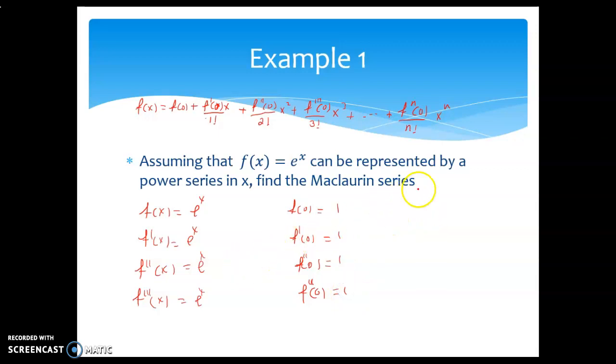So then the Maclaurin series of this function would look like this. f of x equals 1 plus x plus x squared over 2 factorial plus x to the third over 3 factorial plus x to the fourth over 4 factorial plus and so on, x to the n over n factorial, up to infinity. So that is the Maclaurin series of e to the x.